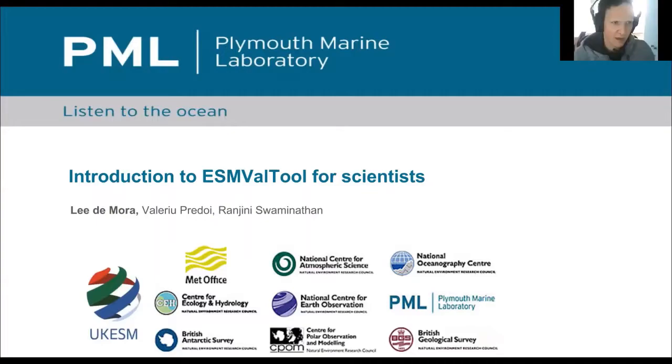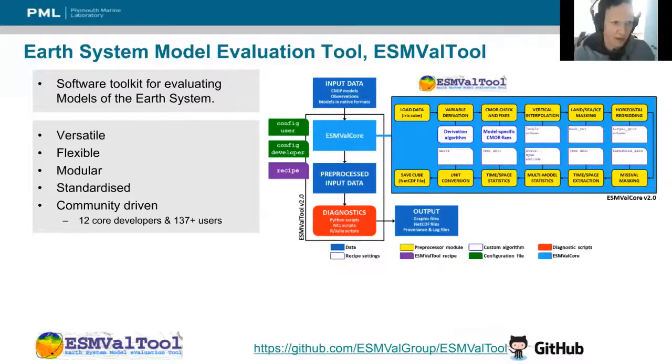So what that means is that we should be able to look at the CMIP5, the CMIP6 datasets, as well as other things that are built in the same vein. So it's a versatile, flexible, and modular toolkit. It's built to work with standardized datasets, and the actual development is community-driven. So there's 12 core developers and more than 137 users at last count, not including your good selves.